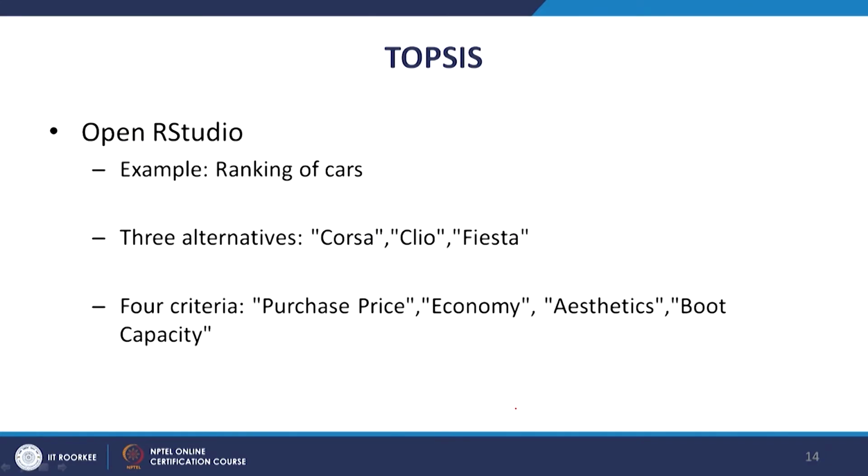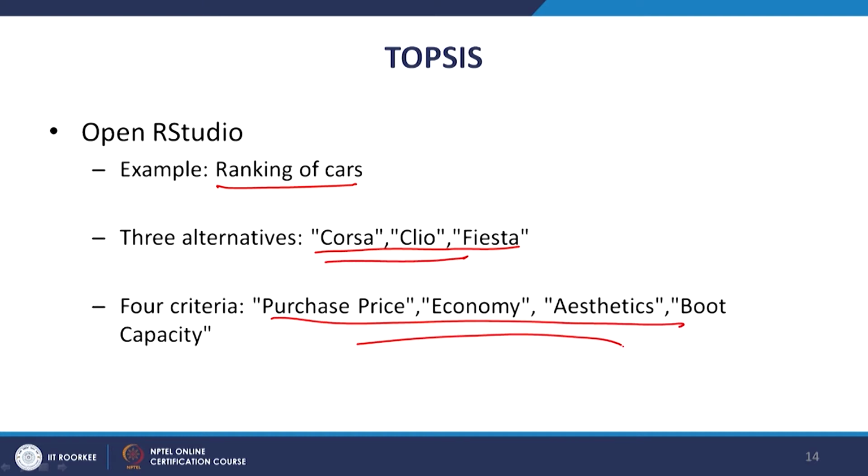So what we will do now, we will open our studio, and whatever we have learned through these VIKOR steps, we will try to implement in an R Studio exercise. The example that we are going to take is the same one like we did in TOPSIS, ranking of cars. We have these 3 alternatives and these 4 criteria. The same data set, the same example. So let us open our studio.